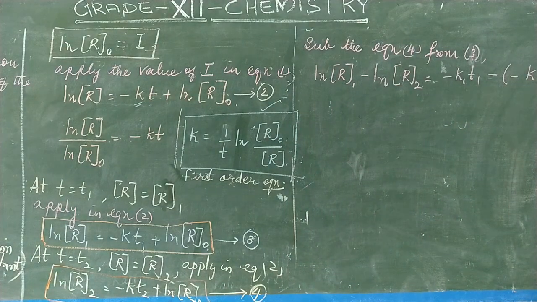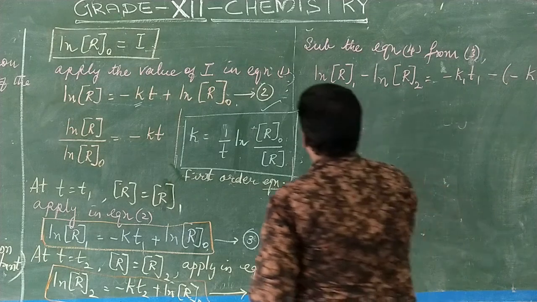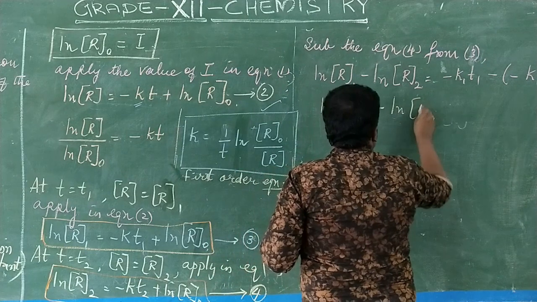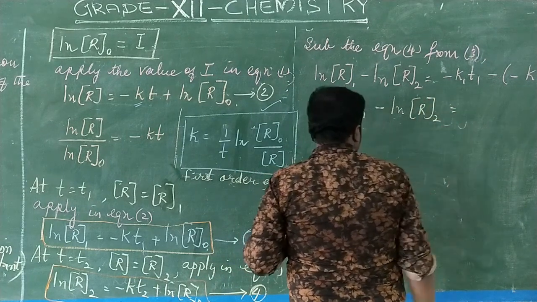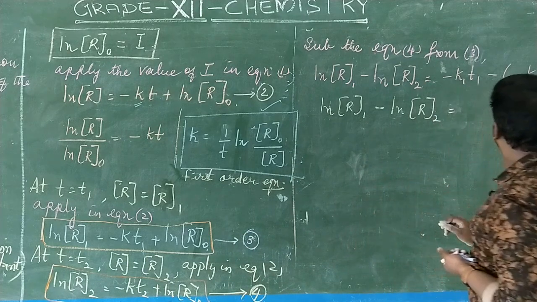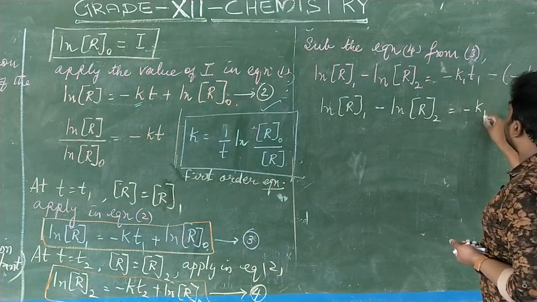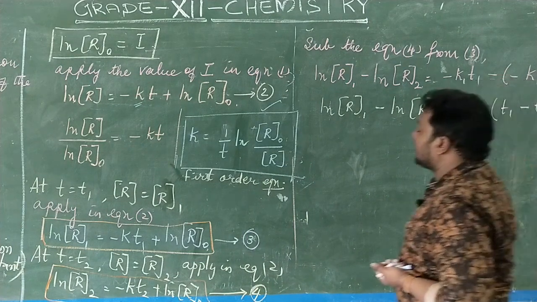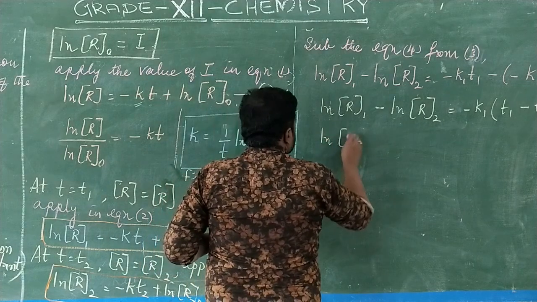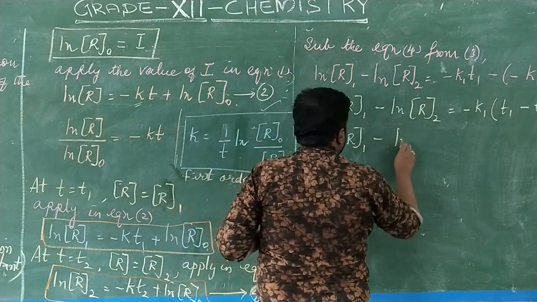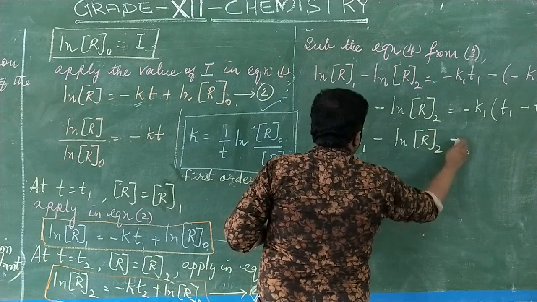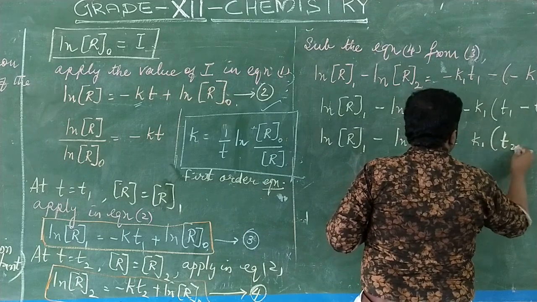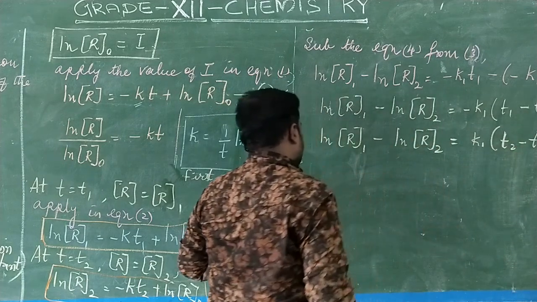So overall we have got it like this. How can I rearrange this? Ln of concentration of R1 minus ln of concentration of R2 will be equal to, I take minus K1 alone outside, into T1 minus T2. Next step, ln of concentration of R1 minus ln of concentration of R2 will be equal to, the minus I make plus, so K1 into T2 minus T1. Rearranged and written.